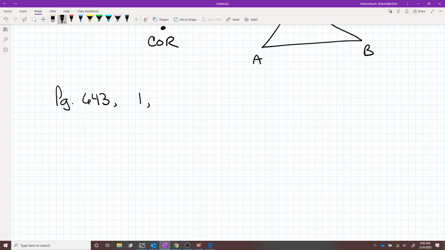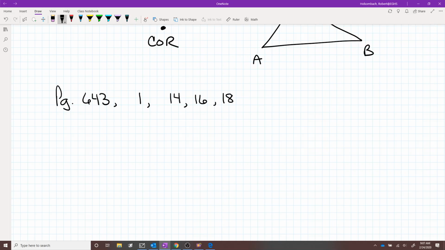And then, let's see, multiple choice. No. Look at page 644. Do number 14. And then do 16. Do 14, 16, and 18. Okay? And what you're going to be able to do on 14, 16, and 18 is graph each figure and its image after the specified rotation.